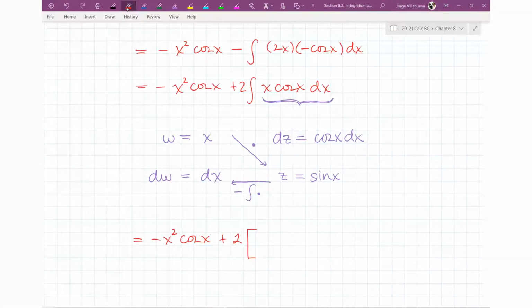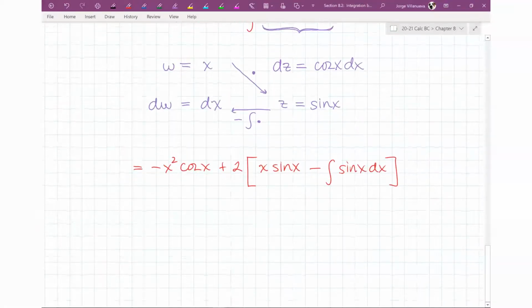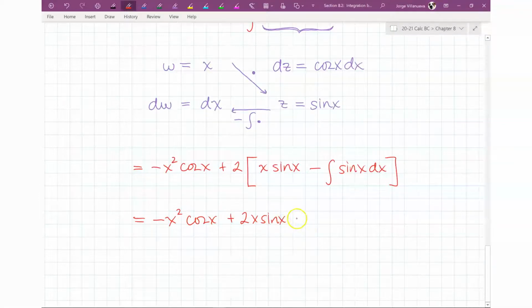So, all right, here we go. The multiplication is x sine of x, that's x times sine of x, minus the integral of sine of x dx. Now notice, this is actually good because I know how to do the integral of sine of x dx. So let me distribute and finish up this problem. Negative x squared cosine of x plus 2x sine of x minus 2 integral sine of x dx.